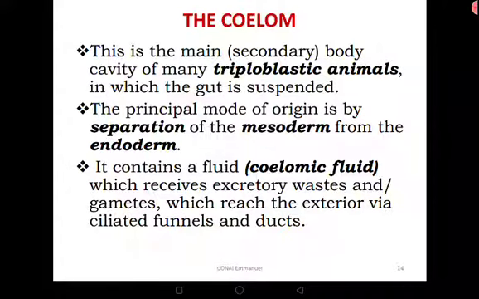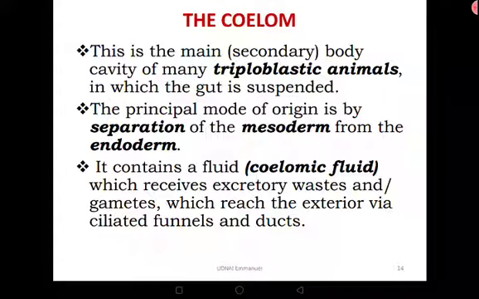So having looked at the three classes of phylum Annelida, we mentioned something called the coelom, and would like to expound it more, to discuss more details about the coelom and the coelomic fluid before we proceed to other phyla. So when you talk about the coelom, we are talking about the main body cavity of many triploblastic animals in which the gut is suspended. It is that fluid-filled cavity, the main body cavity, where most of the organs of the body, including the digestive system, are located.